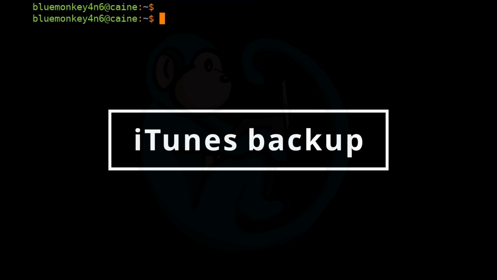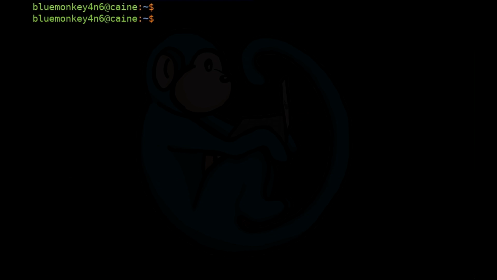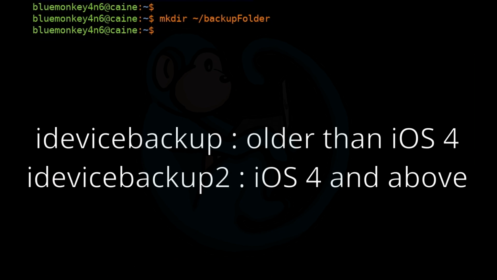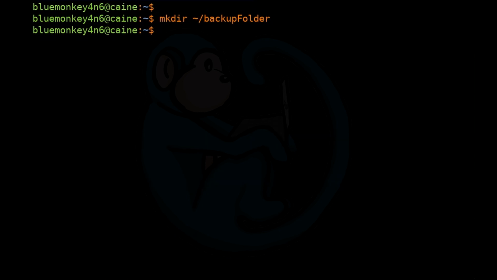So let's go ahead and actually start to do an iTunes backup. The first thing we need to do is create a folder to put the backup. So I'm going to do mkdir ~/backup_folder. There are actually two backup tools. One is called idevicebackup, and the second one is called idevicebackup2. I'm going to type out the command idevicebackup2 -d. This is basically to print out debug information in case something goes bad.